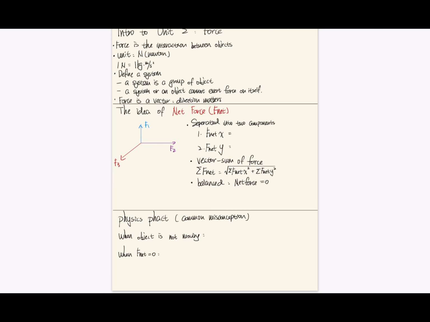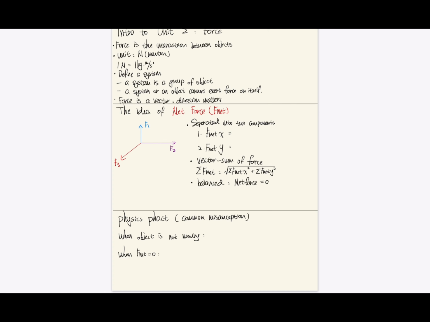Welcome to Introduction to Force, AP Physics 1 Unit 2. Force is the interaction between objects. It has a unit of Newton. 1 Newton also equals 1 kilogram times meter per second squared.